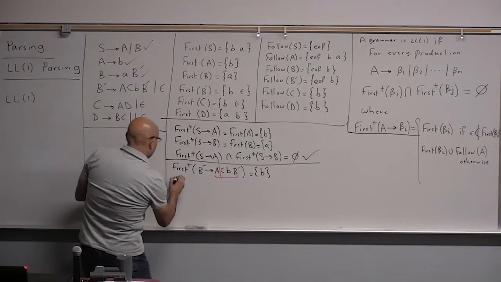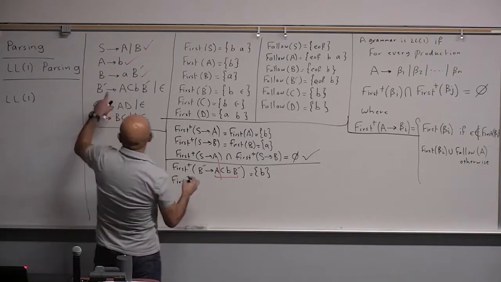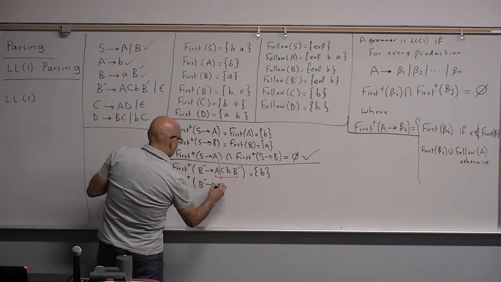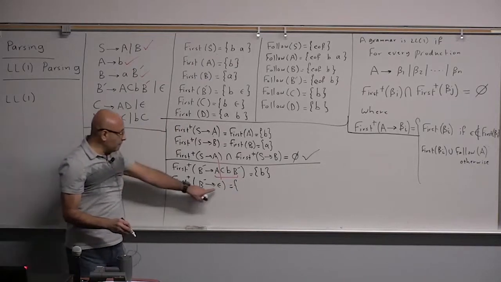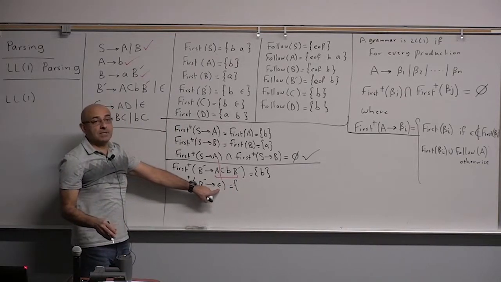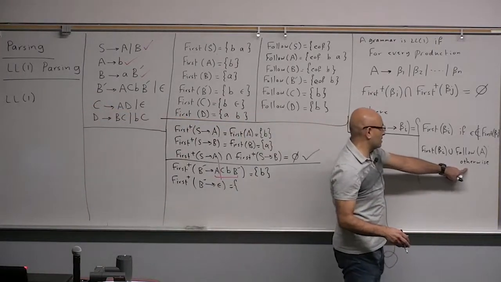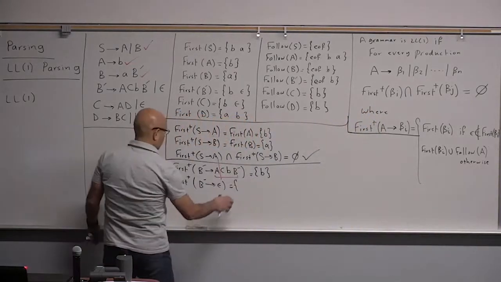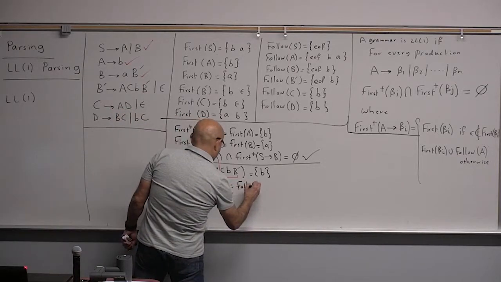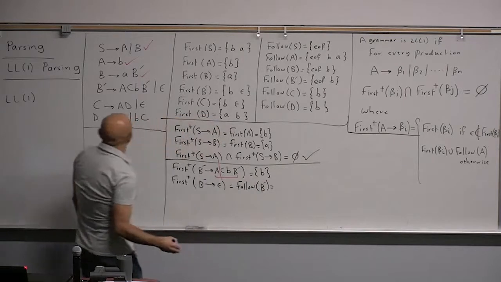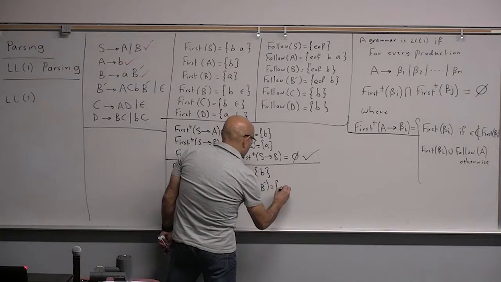Now, first plus of B prime goes to epsilon. In this case, what's the first of epsilon? The first of epsilon is epsilon, right? So it already has an epsilon, so we apply the otherwise rule. Now we look at follow of B prime. What's follow of B prime? End of file and B.